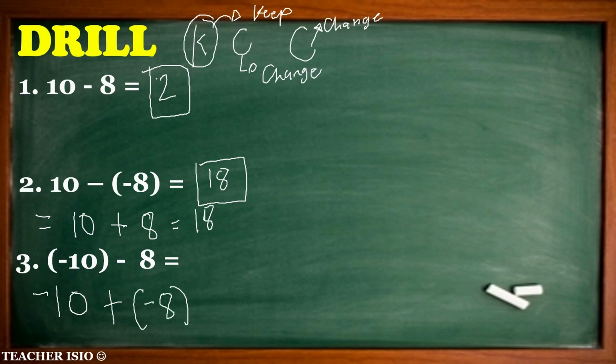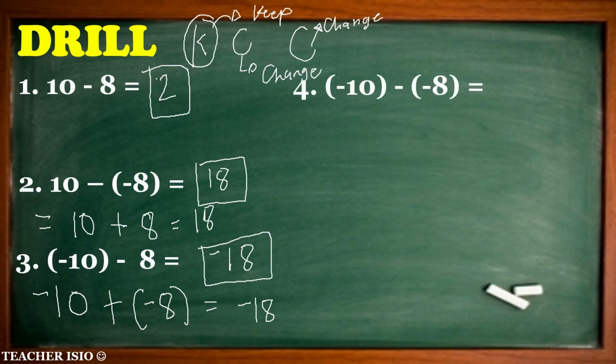So, let's proceed to the addition. What is negative 10 plus negative 8? The answer is negative 18. Therefore, negative 10 minus 8, we have negative 18. Let's continue. Let's have number 4. In number 4, we have negative 10 minus negative 8.